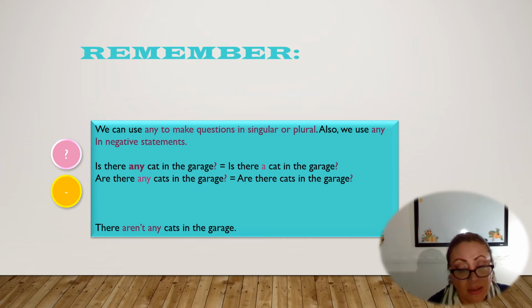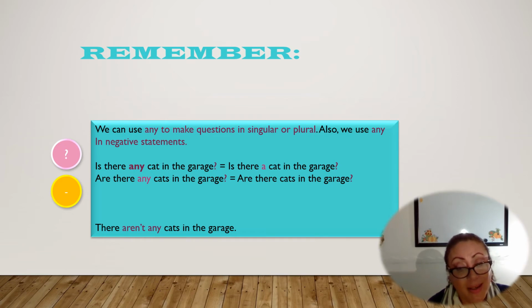Now, look at this in the bottom. It's a negative sentence, and it says, there aren't any cats in the garage. First of all, you need to notice that you have a plural here. You need to put the word any because you have a negative sentence. This part of the sentence is very, very important because it's a negative.